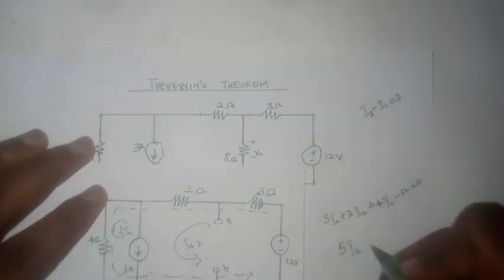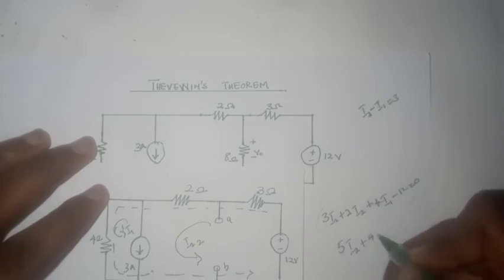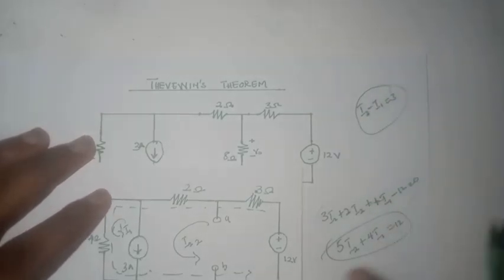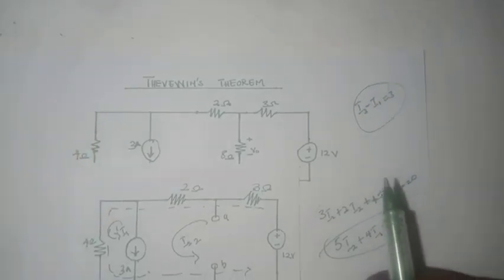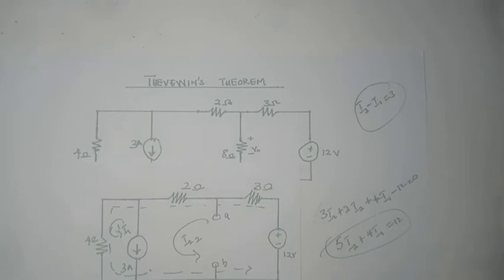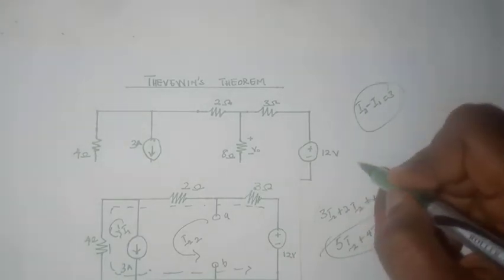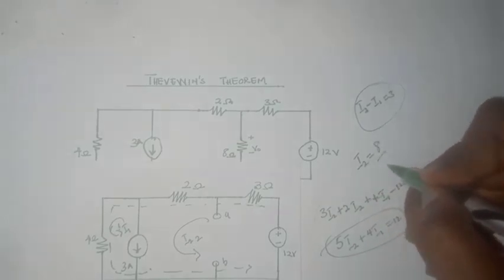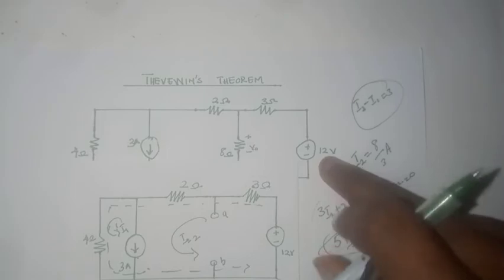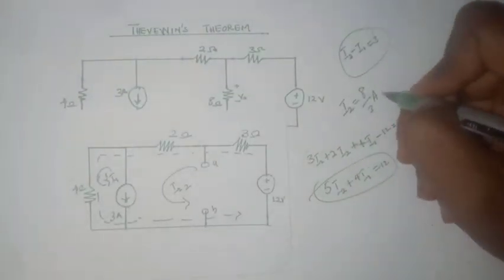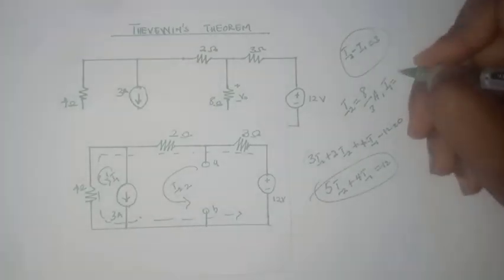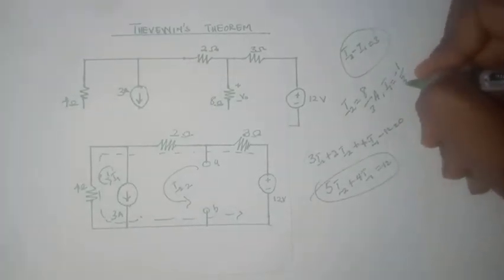We can solve these two equations simultaneously, and in this case we would have 5I2 plus 4I1 equals 12. So we can solve this equation and this equation simultaneously to arrive at the value of our currents. If we solve simultaneously, we would have the value of I2 to be equal to 8/3 amperes, and I1 would be equal to minus 1/3 amperes.